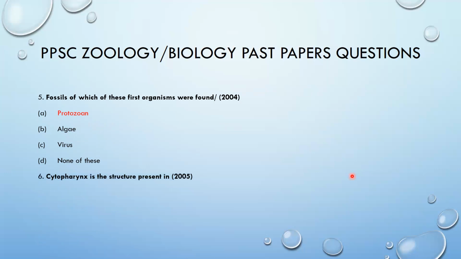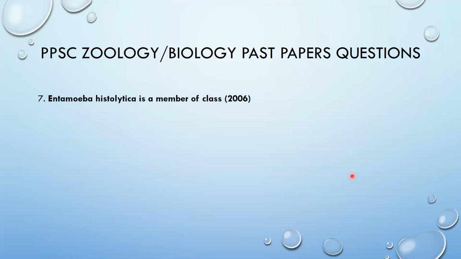Number 6, cytopharynx is the structure present in the paramecium. Okay, so this question has been taken from the PPSC Zoology exam 2005. Number 7, Entamoeba histolytica is a member of the class none of these. So it doesn't belong to any of the given classes mentioned here. So this question has been taken from the PPSC Zoology exam 2006.